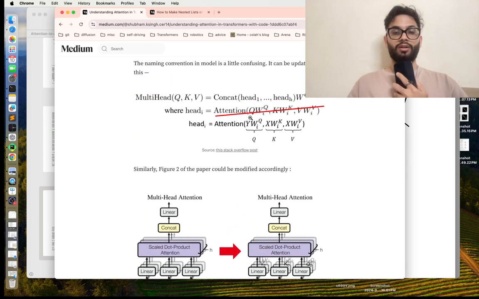To get the query we multiply y with wq. Y is the previous decoder's output. Then we multiply x with wk. We multiply x with wv to get v and k. In case of encoder self attention, y is always equal to x. Okay, that is just a little clarification I wanted to make.